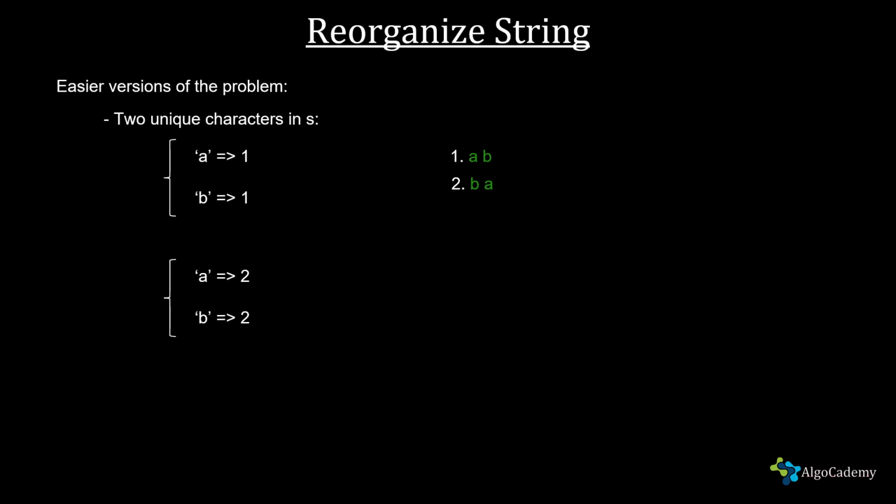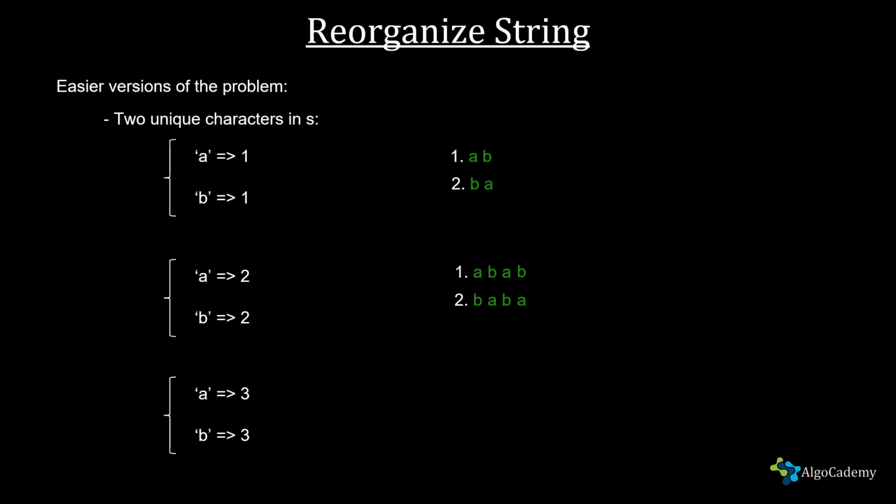Let's move on to a larger example. If we have two A's and two B's, again, there are also only two unique possibilities. We either start with A, then we know for sure that the next character is B, then A, then B, and this is a valid solution. The second possibility is if we start with B, and then we know for sure that the next character is A, then B, and then A again, and this is also a valid solution.